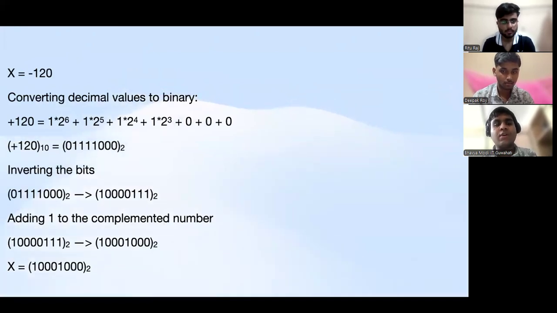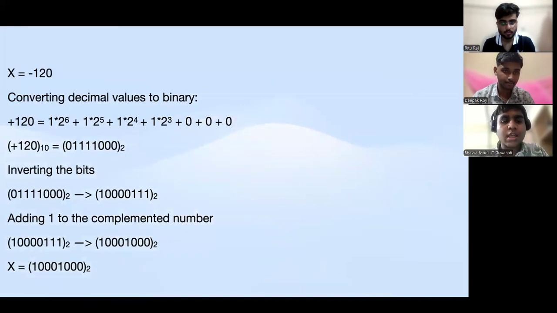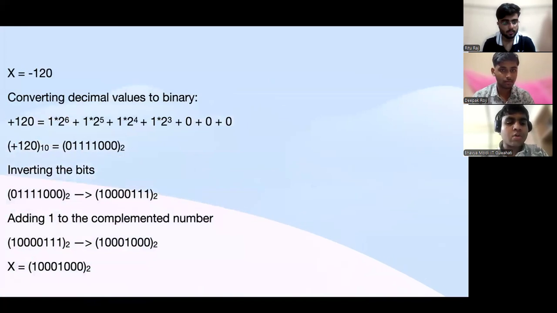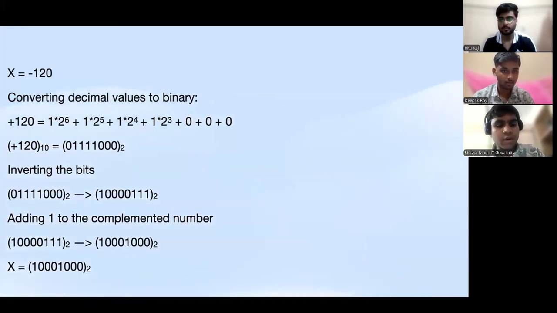Now we are going to convert the given numbers in the question to its binary form, which are x is equal to minus 120. Now, first we are going to convert its positive into its binary equivalent, which is plus 120. We can write it as 1 into 2 to the power 6 plus 1 into 2 to the power 5 plus 1 into 2 to the power 4 plus 1 into 2 cube plus 0 plus 0 plus 0. Now, we are going to invert the bits. Now, that is the second step.